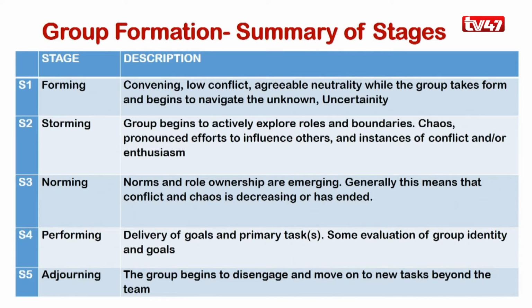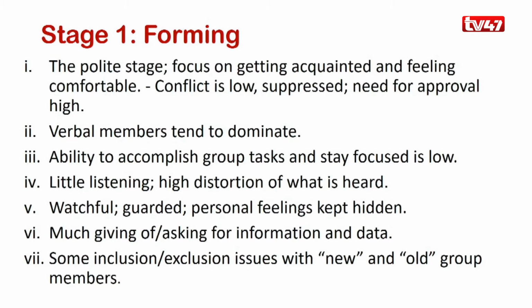This is a summary of each of these, but let's go into each of them to see what is entailed in each of them. You have got stage 1, the forming stage. This is the polite stage. It focuses on getting acquainted and feeling comfortable. Conflict is low, suppressed, and the need for approval is high. This is when groups of people or individuals get together. They are learning each other.